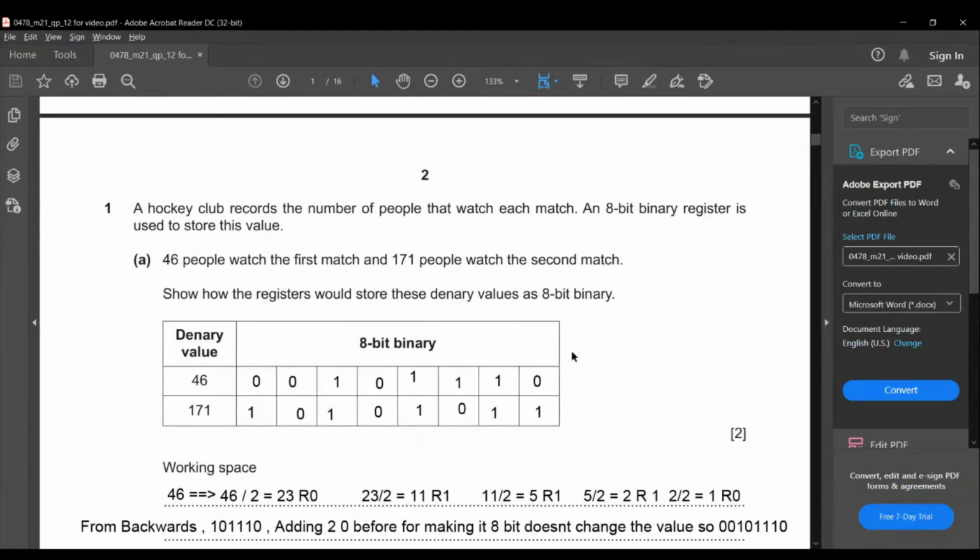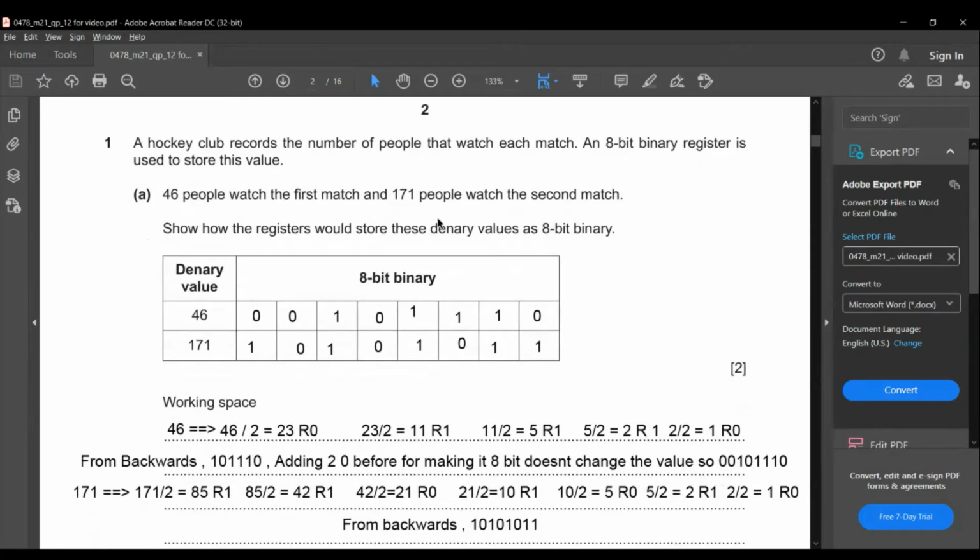A hockey club records the number of people that watch each match. An 8-bit binary register is used to store this value. 46 people watch the first match. 171 people watch the second match. Show how the registers would store these values as 8-bit binary. So the question asked here is conversion of denary to binary.